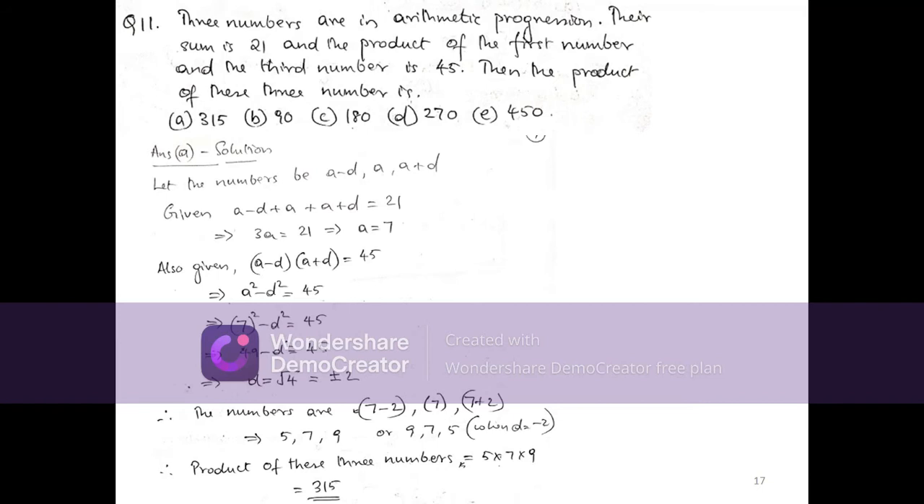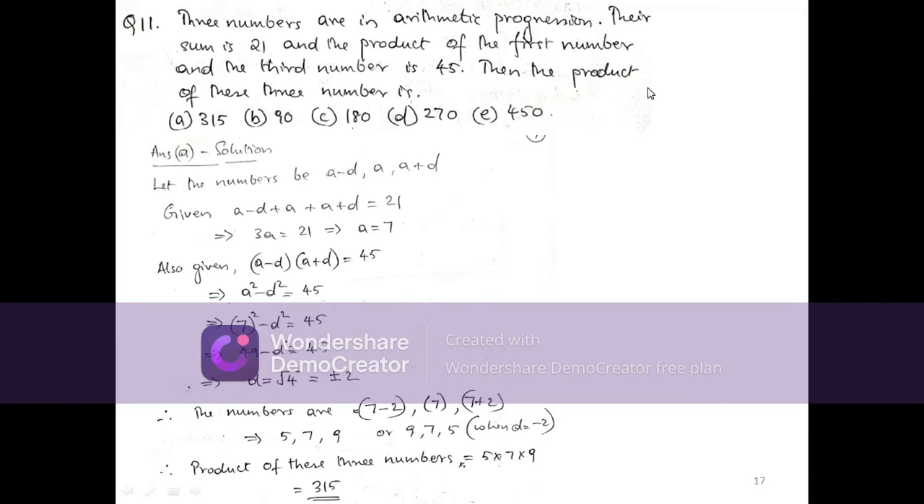So what would be the numbers? It can be either plus or minus 2. If it is plus 2, a is equal to 7, so 7 minus 2, 7 and 7 plus 2. That is 5, 7, 9. If d is a positive value. If d is a negative value, this would be 9, 7, 5. So it will be 5, 7, 9 or 9, 7, 5.